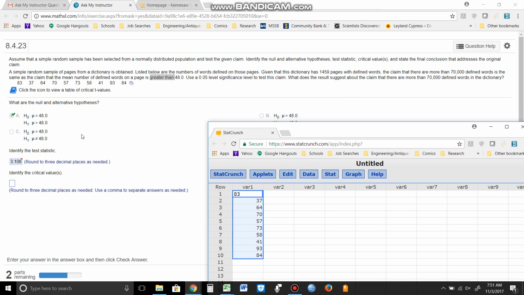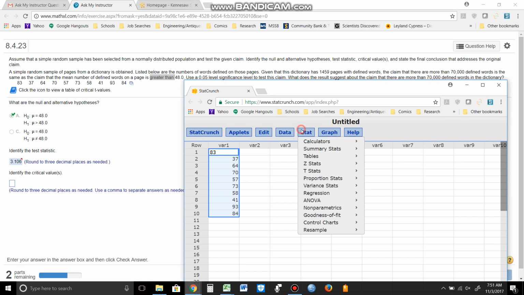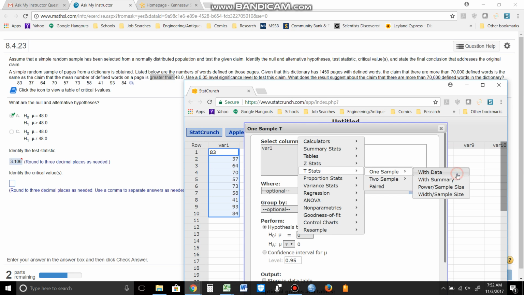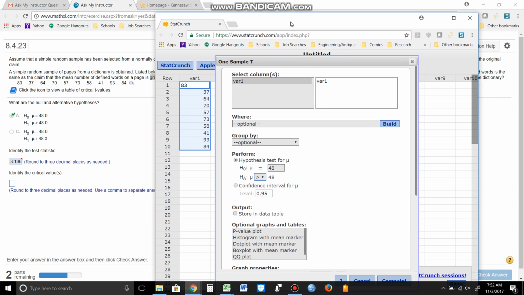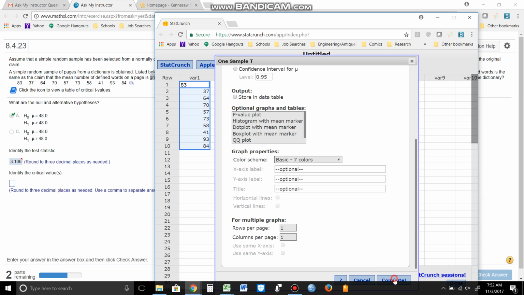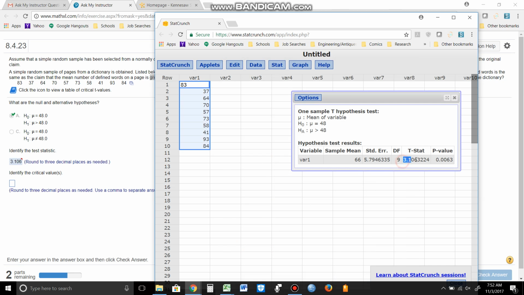The null and alternative statements have already been defined, so let's go ahead and find the test statistic. You'll notice that we only have 10 samples. We are not given any population information about this data, so therefore we're going to use the t-stat, one sample with data. The data is in var1, and the null is 48, and the alternative is greater than. Now we need to find the test statistic. So let's scroll down here and hit compute. And here's my test statistic right here. Note that this is a t-stat.